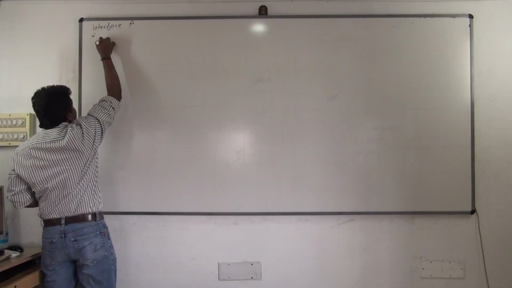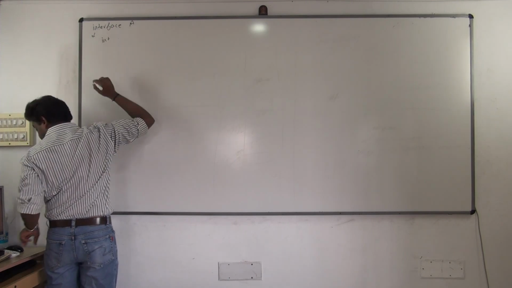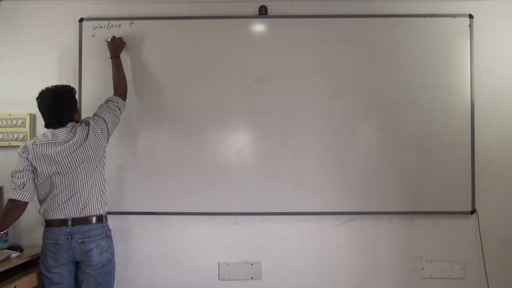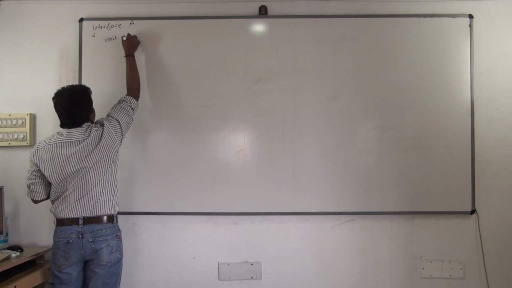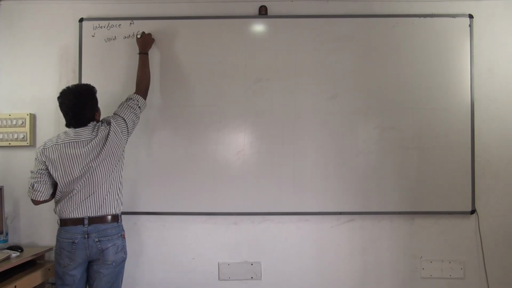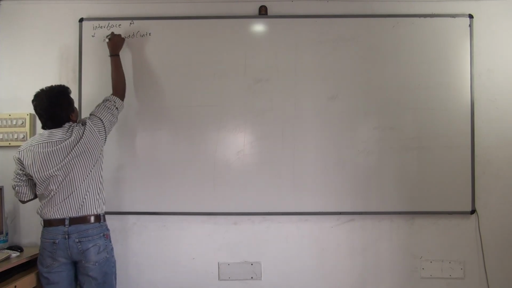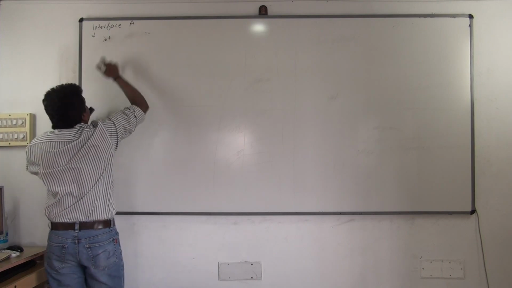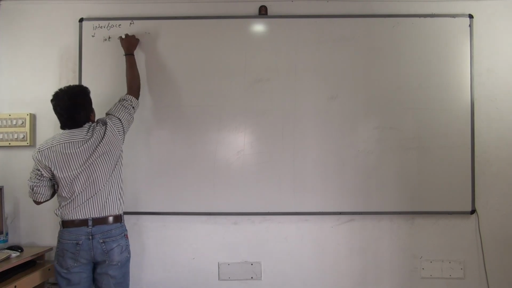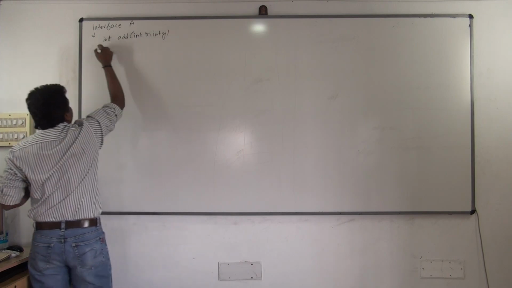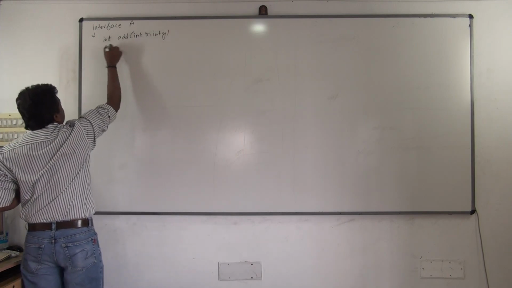So interface A is there. Supposing it is having one method. Void add. Okay, take it as int only. Int add, int x comma int y. Don't write it, just see how I write the code.